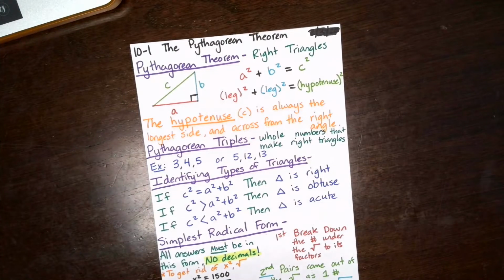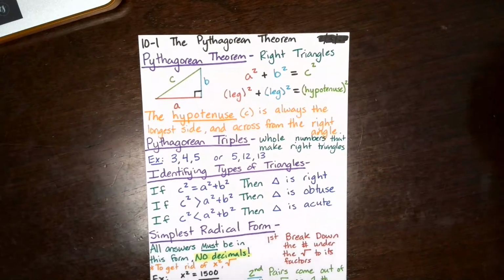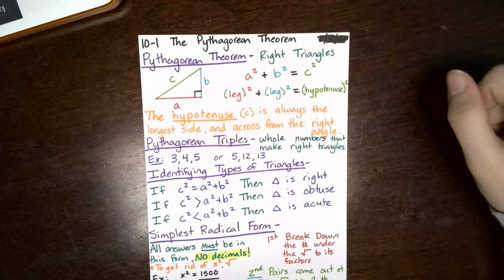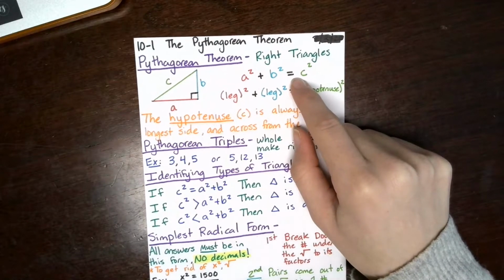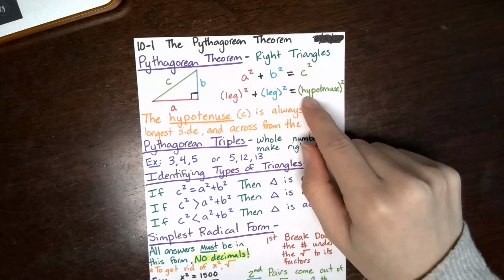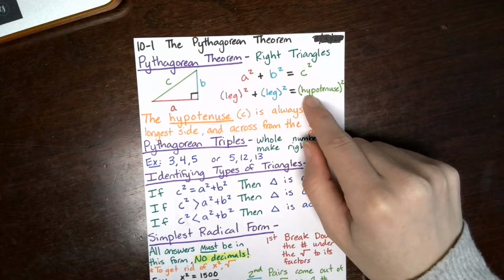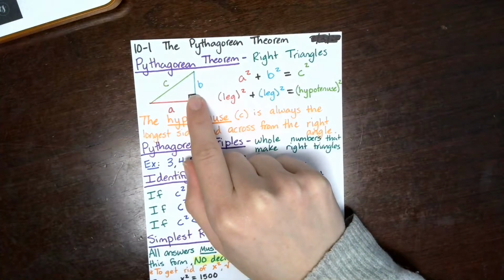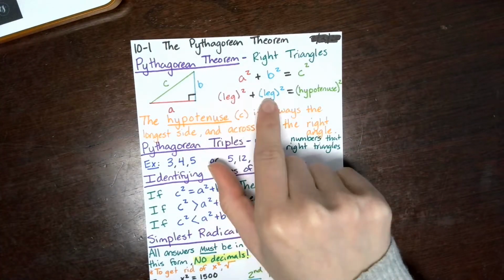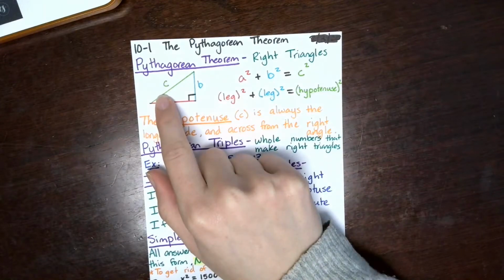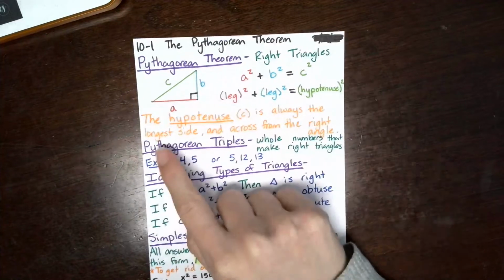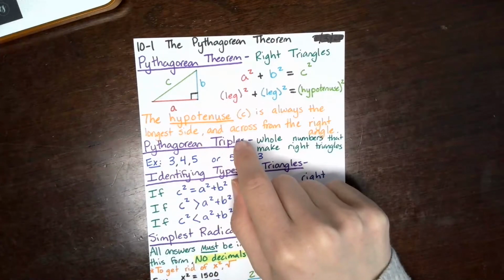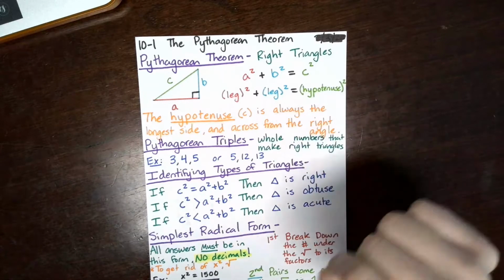Okay, so for 10-1, the Pythagorean Theorem and its converse, we may have already learned about the Pythagorean Theorem as a squared plus b squared equals c squared. The most important part of the Pythagorean Theorem is that c is the hypotenuse. So a and b, it really doesn't matter which one's which, but those are our legs that are squared, and then the hypotenuse squared has to be c. That is the most important part. It's always the longest side, and it's always across from the right angle. So that's a key part there.